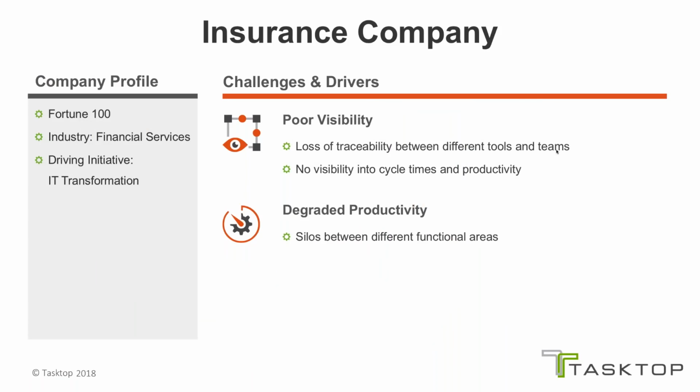Next up is an insurance company. They also were undergoing an IT transformation, and they felt that they had a lack of visibility into cycle times and productivity. This organization is very advanced in their value stream thinking, and really focuses a lot of energy on being able to have automated true end-to-end flow so that they can measure cycle times and productivity and improve it. And then they, like pretty much everyone, also have degraded productivity because of silos between different functional areas.